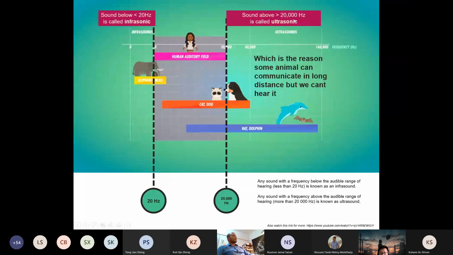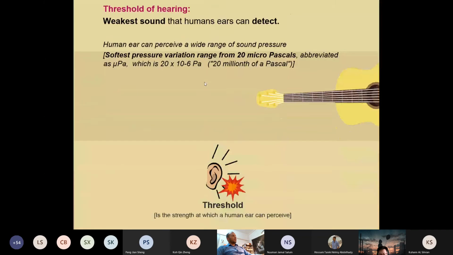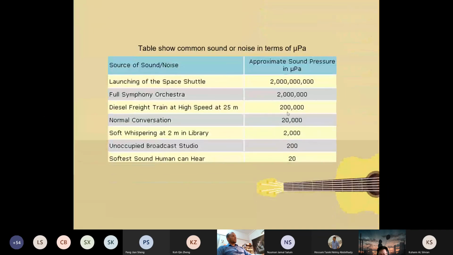Sorry, I'm mistaken. Remember, things regarding hearing, the threshold, are about hertz. However, this one is not hertz, it's micropascal. So it's not about frequencies. This one is about the sound pressure.